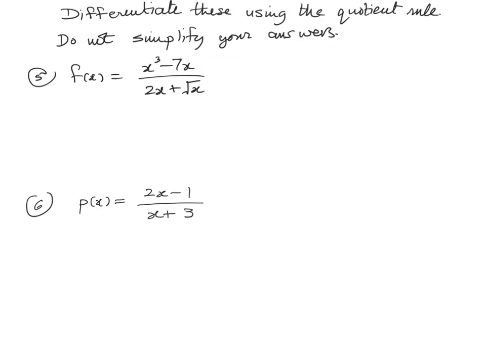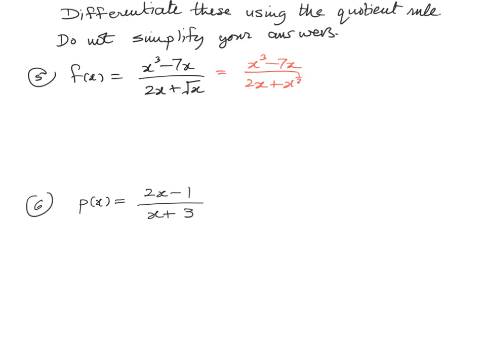So again, differentiate each of these using the quotient rule. Do not simplify your answers. So again, I want to use the quotient rule. Before I do the quotient rule, I don't like that square root x. I'm going to write it this way: x cubed minus 7x over 2x plus x to the 1/2. Okay, so what the quotient rule tells me to do is to take the derivative of the top times the bottom left alone, minus the derivative of the bottom times the top left alone, and then divide by the bottom one all squared.